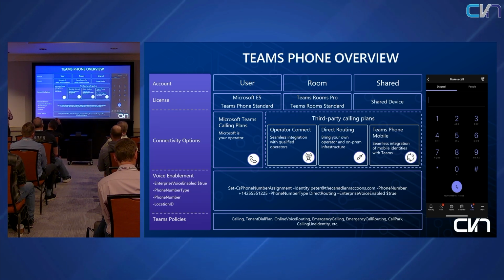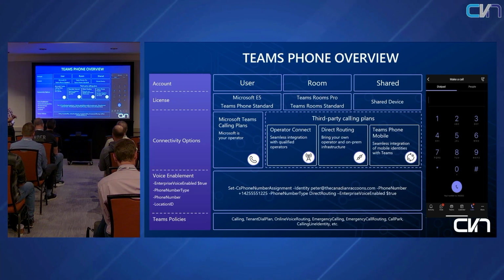One, the base license would be your E3, E1, E5, or G1, G3, G5, or A1, A3, A5. Those are your base licenses for a user. For a Teams Room, you would have Teams Room Basic or Teams Room Pro licenses. And the third license that you will have on the main account type would be the shared device license as well. So those are the three different variants of your main account licensing. Then E5, G5, A5 has the Teams Phone standard by default included into it. And in case you have any other licensing, you can add on the Teams Phone standard license as well.